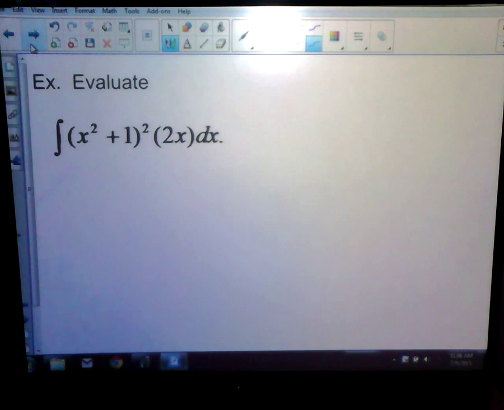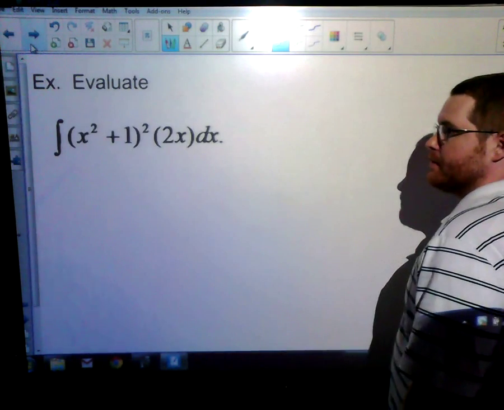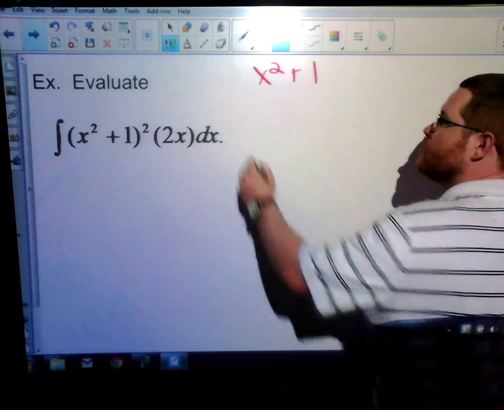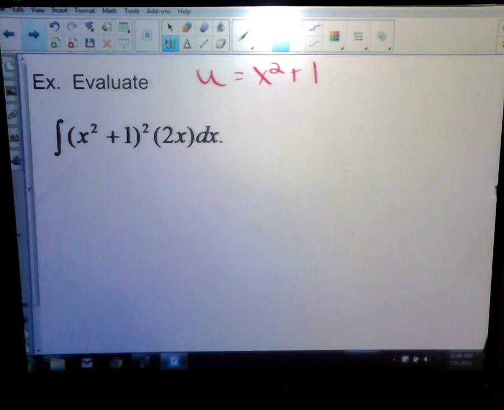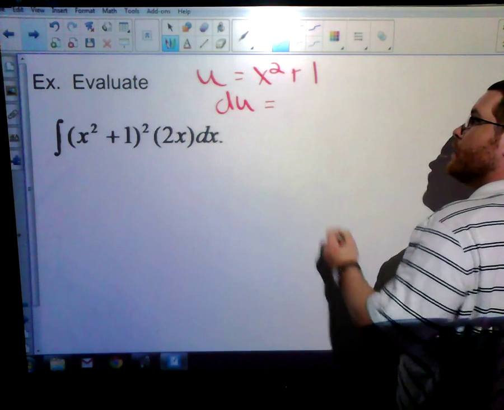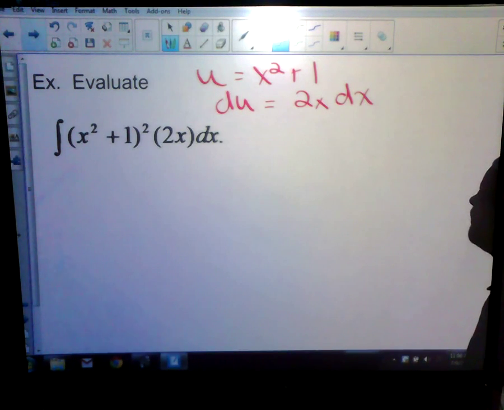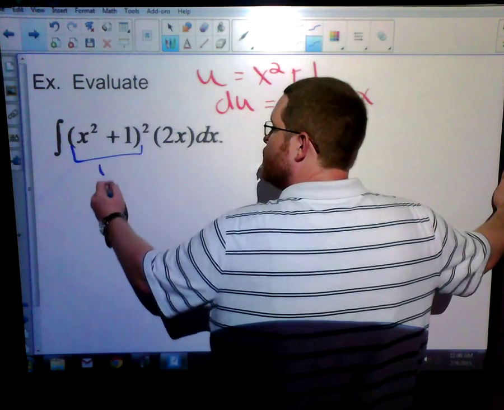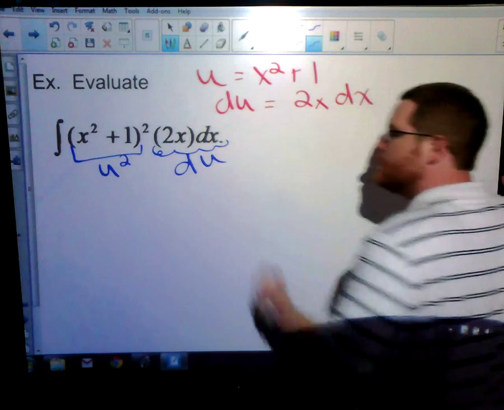Okay, let's dive into this. What function is inside something? X squared plus 1 is inside a squared, so we're going to call that u. Then what's du? Well, what's the derivative of x squared? It's 2x, and I'm going to put the dx there. So let's look at this problem. This is u squared, and this is du.